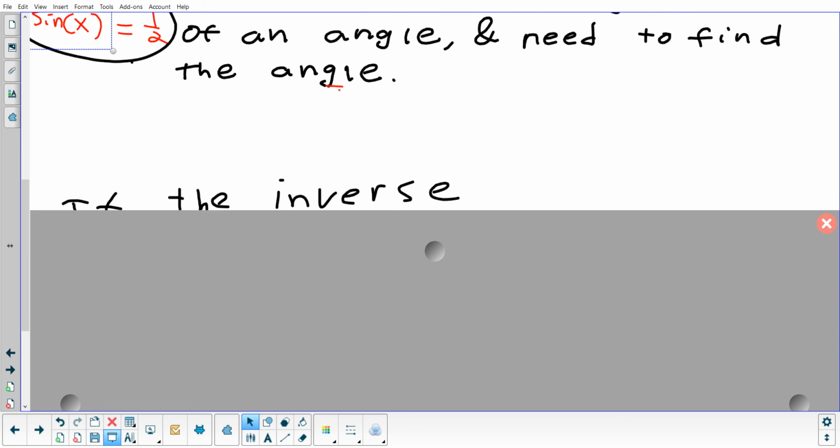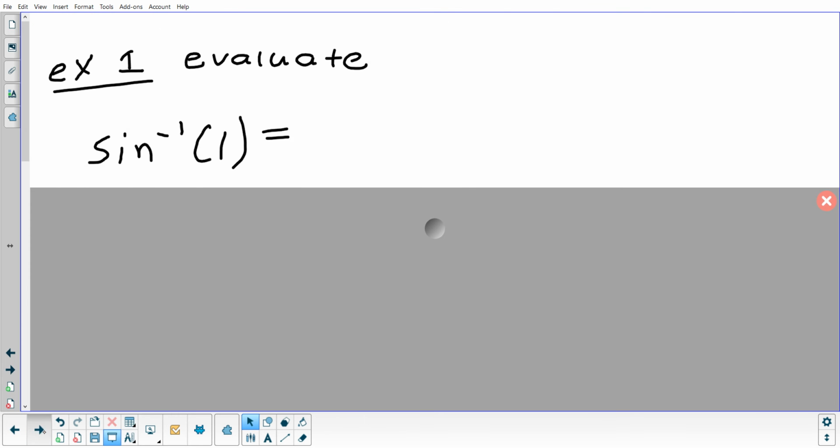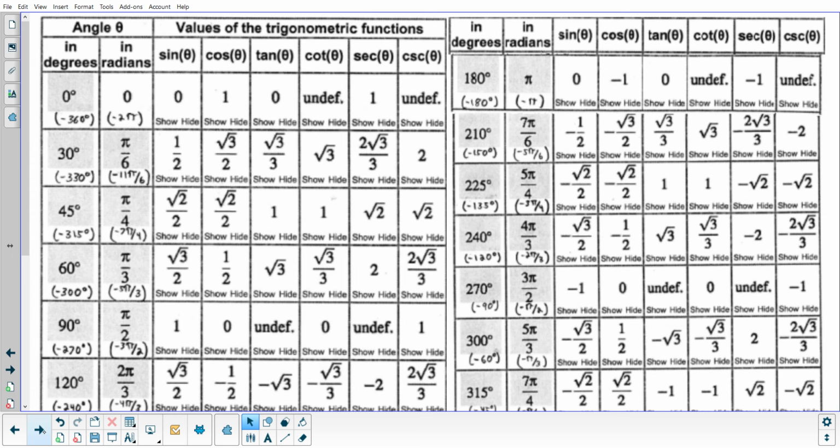So the first thing we want to figure out is, how do you know when to use that chart? Because I can't put every single answer that ever exists in this chart. You'll notice that all the angles here are multiples of 30 or 45. So how do you know if your answer is going to be a multiple of 30 or 45? Well, look at all the numbers in this chart.